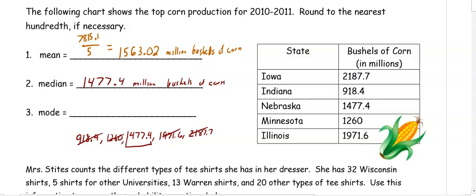When we're looking for mode, we want the most occurring number. Well, none of these numbers repeat more than once. So in this case, our mode would be none.